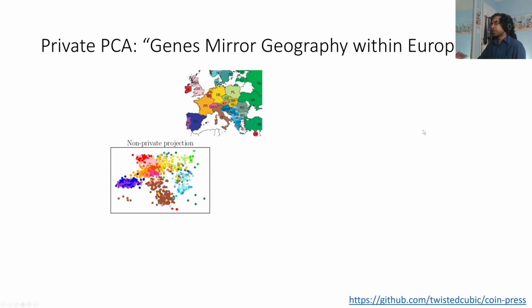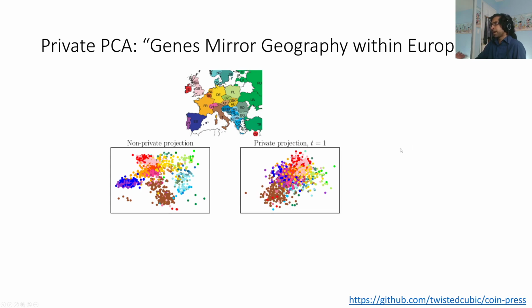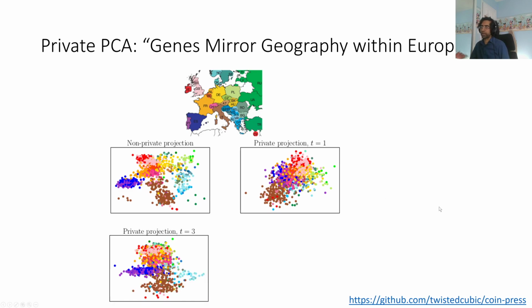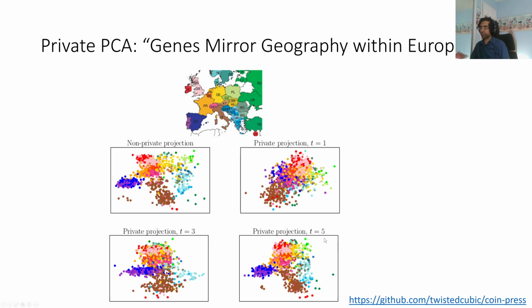If you just try to use previous methods naively, this corresponds to the t=1 case of our algorithm, and you can see here Europe is decimated. It doesn't look anything like the previous picture. You've lost all the structure in these principal components which you had before. However, if you run our algorithm with just, for example, 3 iterations, you see that it starts looking like it did before. If you continue running it for more iterations, say t=5, you can see this very closely resembles the original map of Europe projection in the non-private setting.